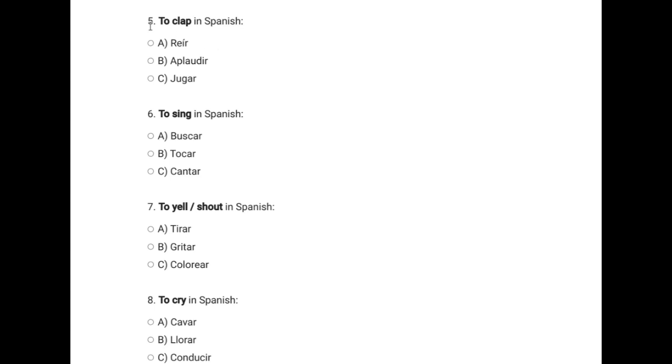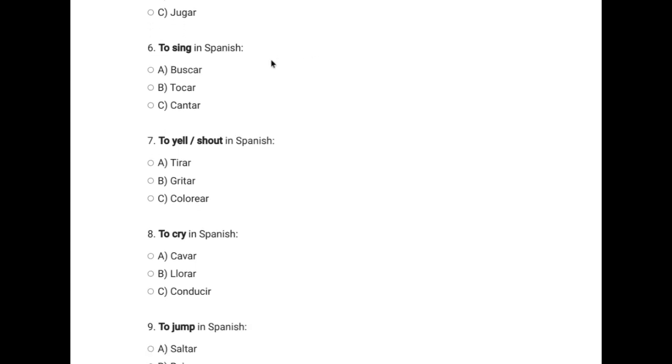Number 5 says to clap in Spanish. We have reír, aplaudir, and jugar. So which one of those three options would make sense? Aplaudir. To clap in Spanish would be aplaudir.